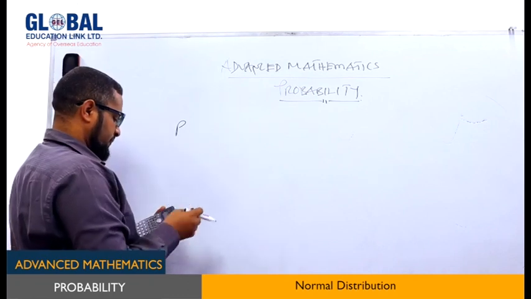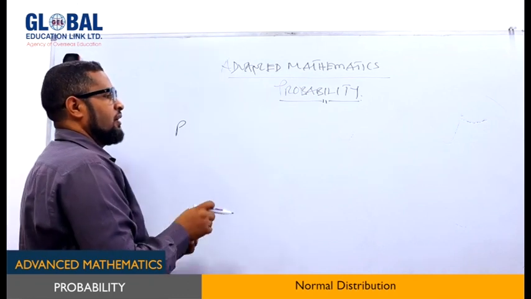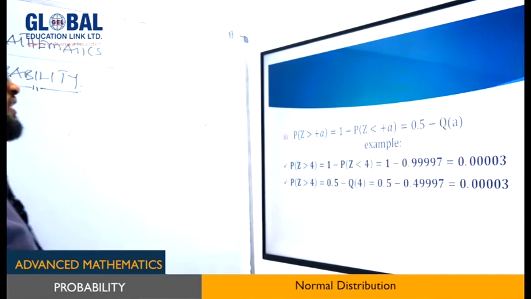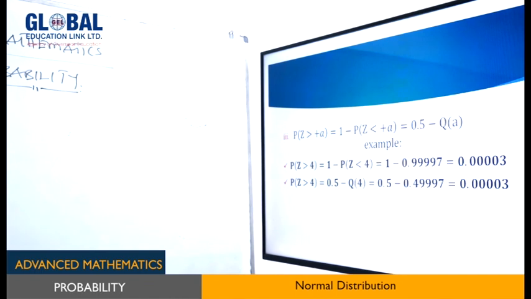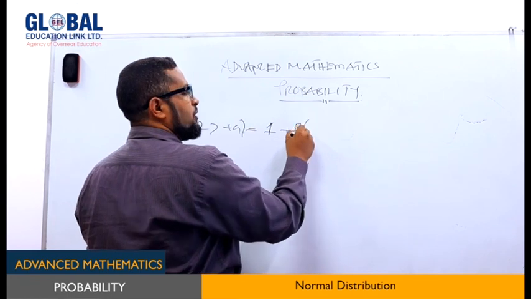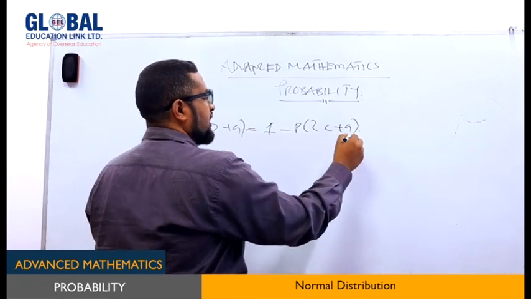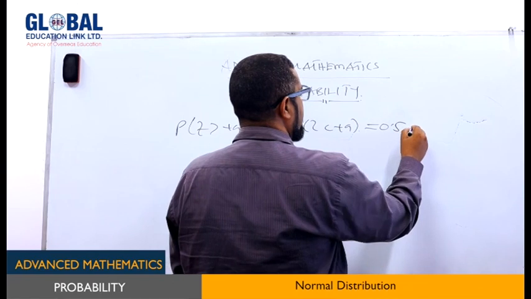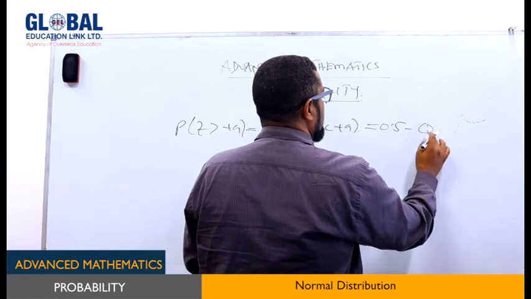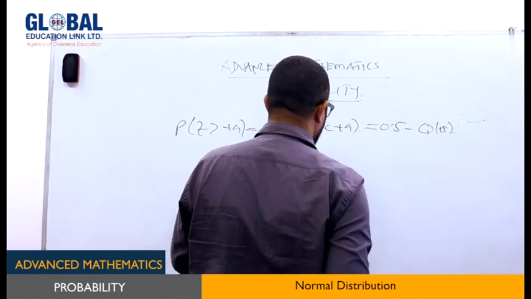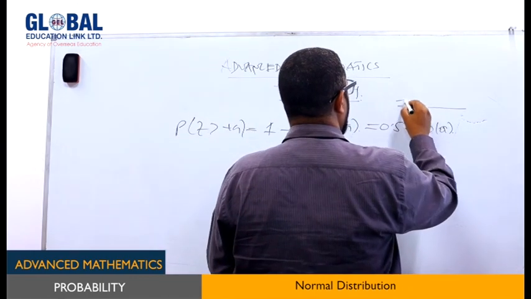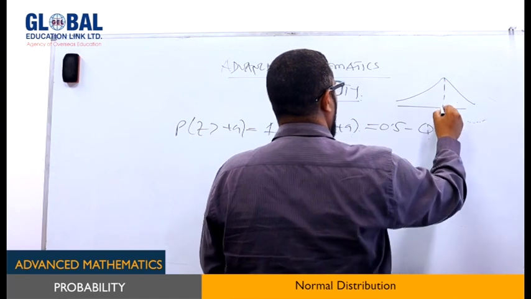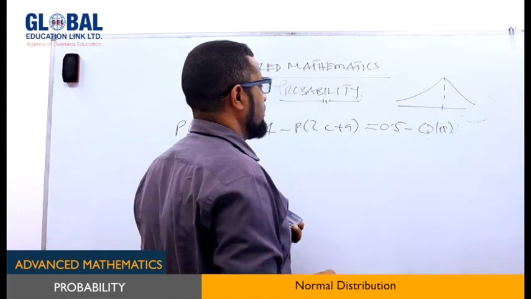So if you have the probability of z greater than positive a, z greater than positive a is the same as taking 1 minus the probability of z less than positive a. Or you may simply take 0.5 minus q of a. So you can draw a normal curve and see how this formula is obtained.